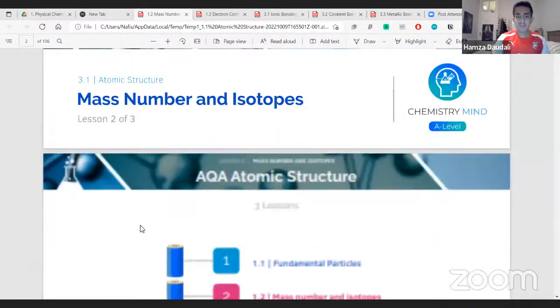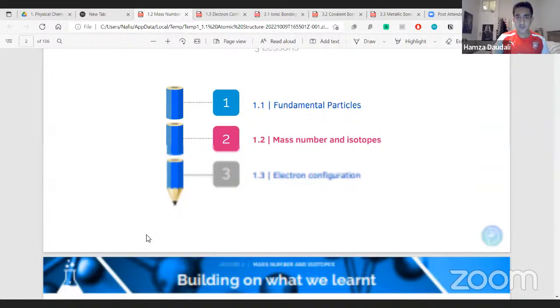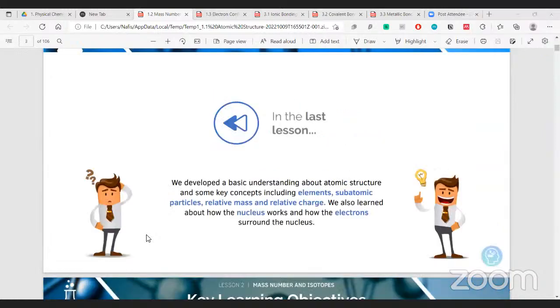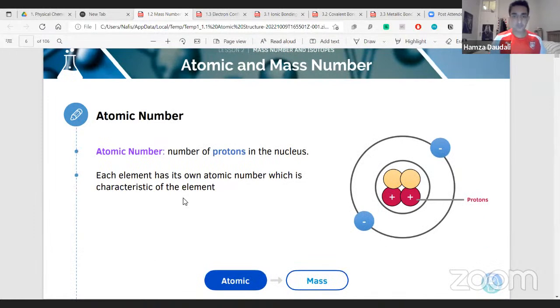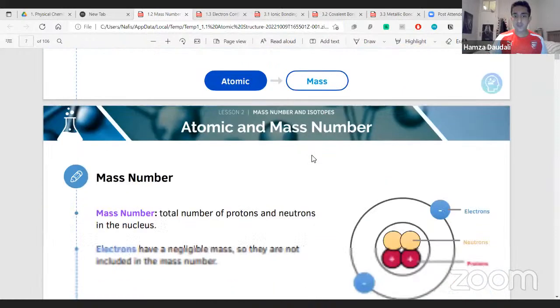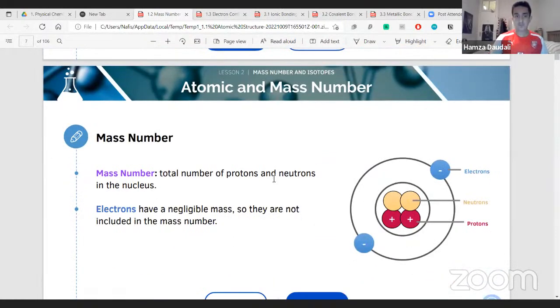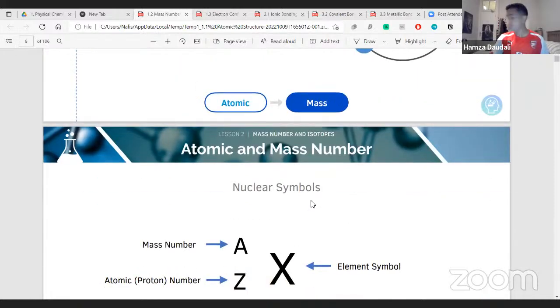Fine. Okay, mass number and isotopes. So the atomic number is the number of protons in the nucleus. Each element has its own atomic number, which is characteristic of the particular element that we are showing. The mass number is the total number of protons and neutrons in the nucleus. Electrons have negligible mass, so they're not included in the mass number.